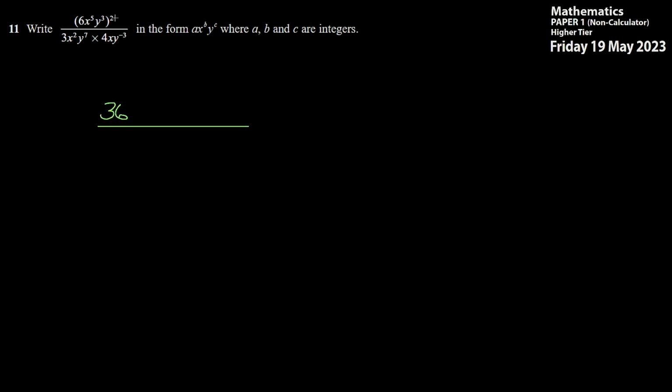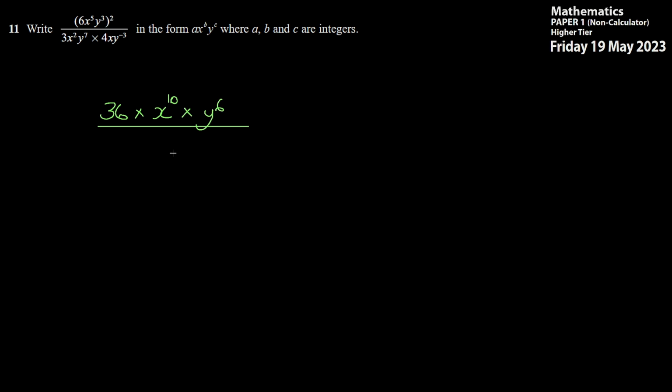X to the 5th raised to the power 2 is the same as saying x to the power 5 multiplied by 2. So this term will be x to the power 10. Again, y raised to the power 3, now squared, is 3 times 2, so this is equal to y to the power 6.